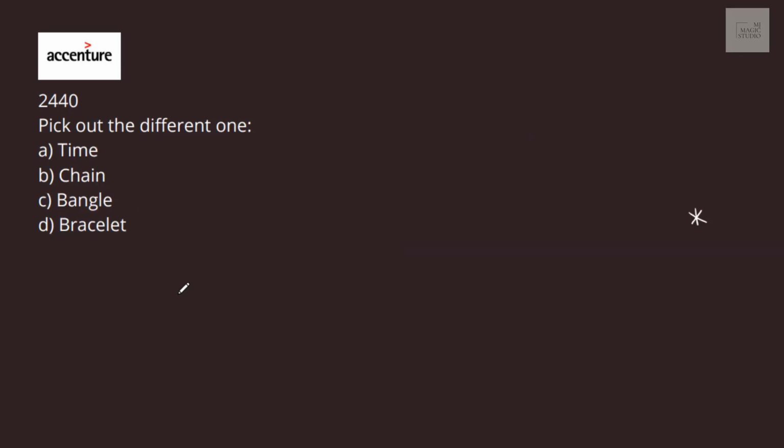Okay, a silly kind of question it looked like, but it's very interesting. Pick out the different one. Time, chain, bangle, bracelet. You can wear a bracelet, you can wear a bangle, you can wear a chain around the neck also, but what about the time? Time should be the odd one out. Odd man out, OMO, I can say that. Okay, I'll pick up A, time, which is a different one from these four.